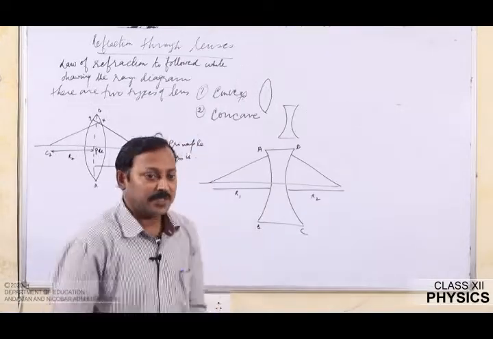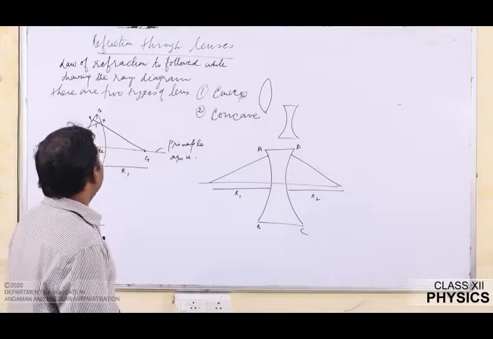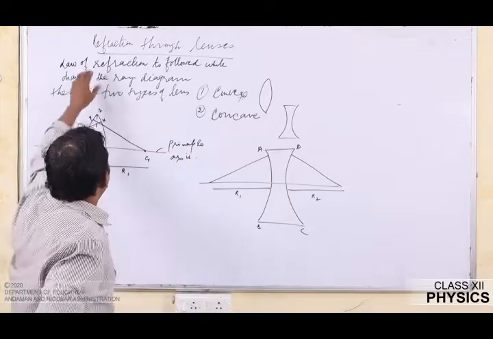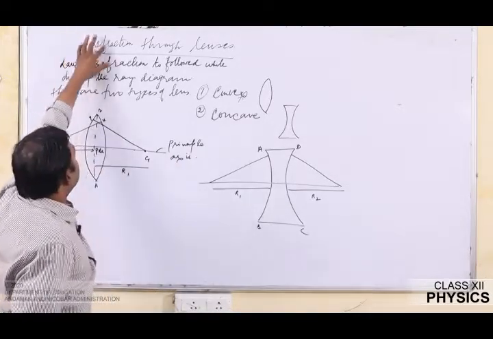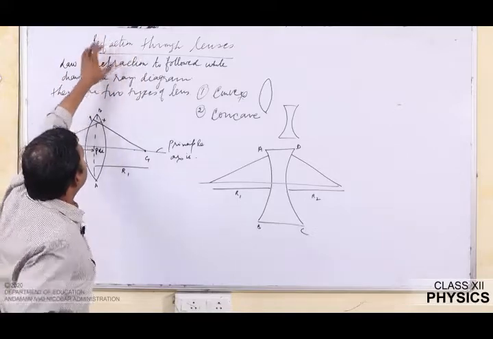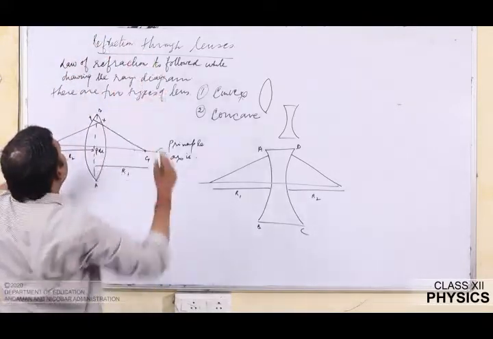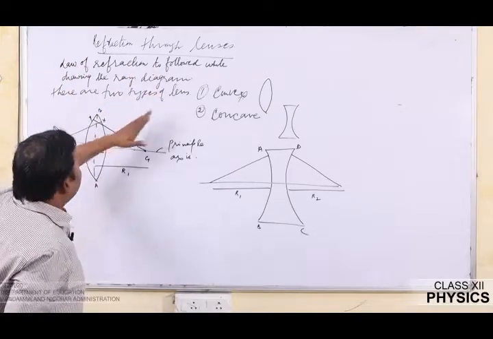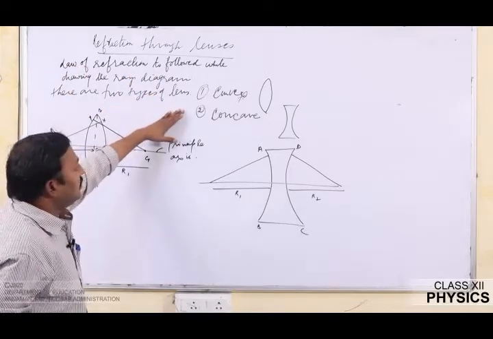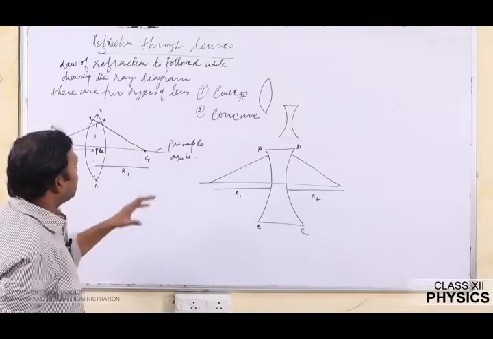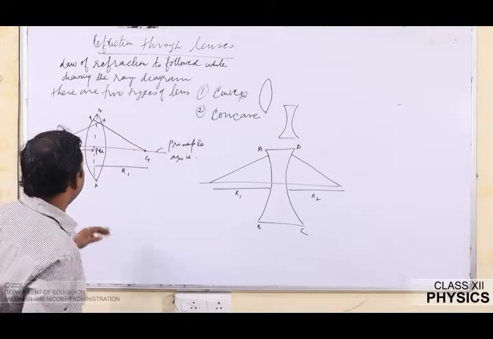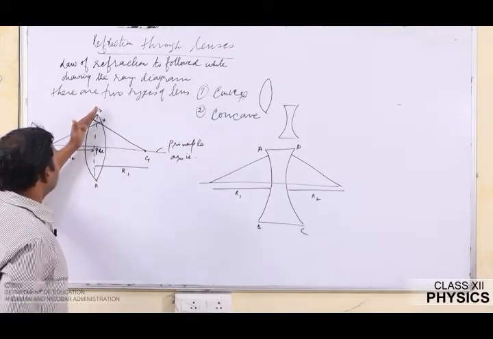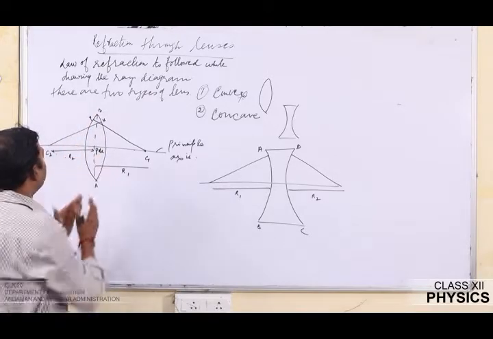Next, we will see refraction through lenses. While drawing the ray diagram for refraction through lenses, we must follow the law of refraction. We have two types of lenses, one is convex, another is concave. Let us see the structure of the convex lens. Here I have drawn the convex lens whose surface bulges outward.